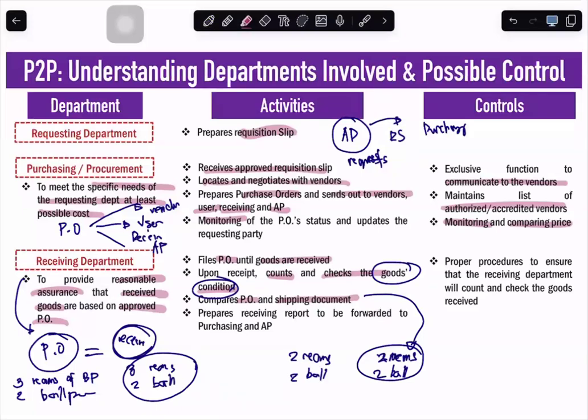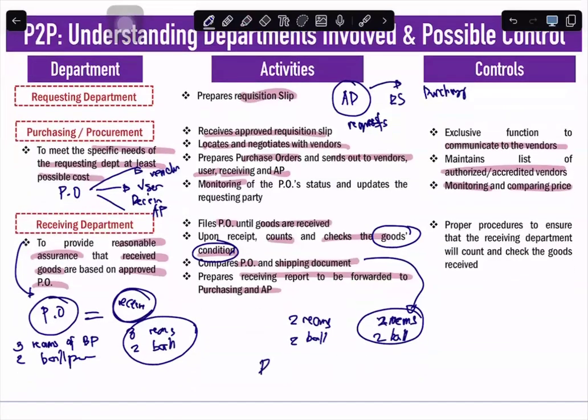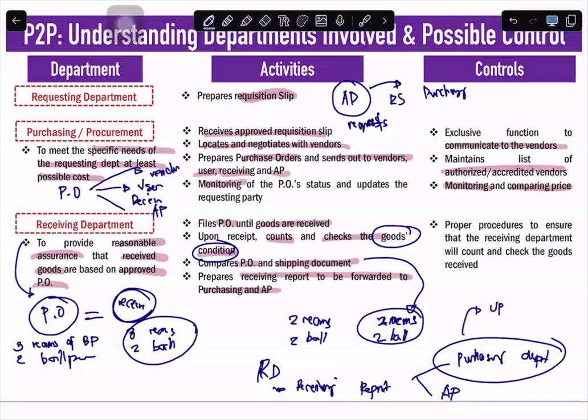Next, you prepare a receiving report to be forwarded to the purchasing and AP. Okay. So now, the receiving department must prepare a receiving report. And this receiving report will be forwarded to the purchasing department and to the AP department. Why to the purchasing department? To update them that the goods are already received. And the AP department, to update them regarding the possible liability out of that purchase.